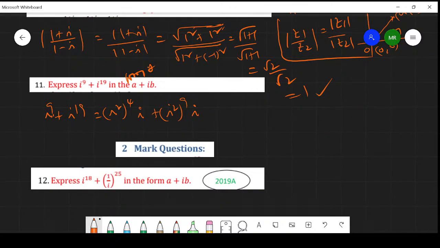Now you can see, when I have written this, I square is minus 1. So minus 1 whole power 4 plus minus 1 whole power 9 into I. Minus 1 whole power 4 will be positive 1, even number, and minus 1 whole power 9 is minus 1. So it comes I minus I, which is 0. They are asking the form of a plus ib: 0 plus I into 0. Real part 0, imaginary part 0. We can express like this. Correct? I hope you understood this.